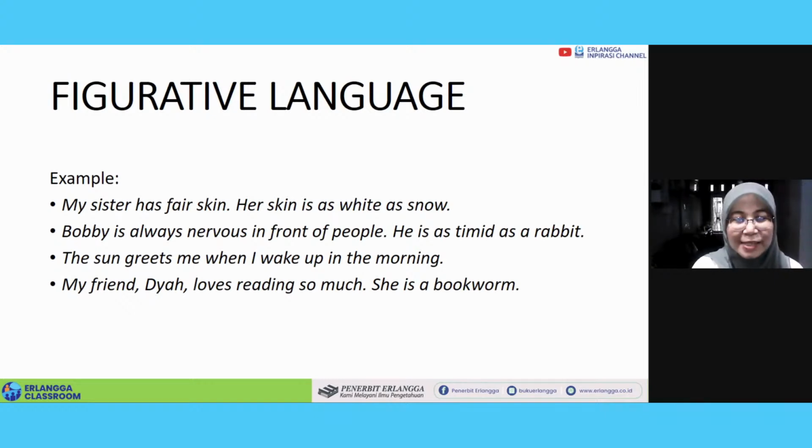So, your descriptive text. Your text will be more interesting if you use the figurative language. So your readers will have imagination. Sepemalu itu ya, gitu ya. Seputih itu ya, gitu ya. Sesegar itu ya disambut oleh matahari seperti itu. Oke? Oke.